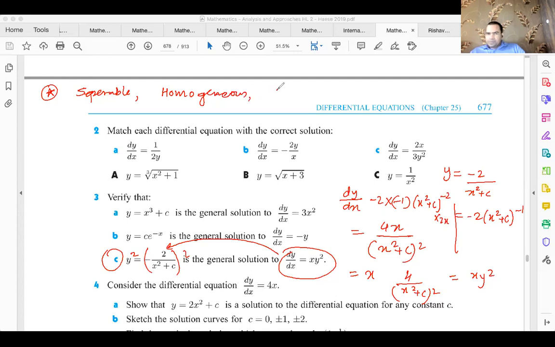And we'll be using one method called the integrating factor method to solve the differential equation. I have already done lessons on these, but still we'll take some different examples.